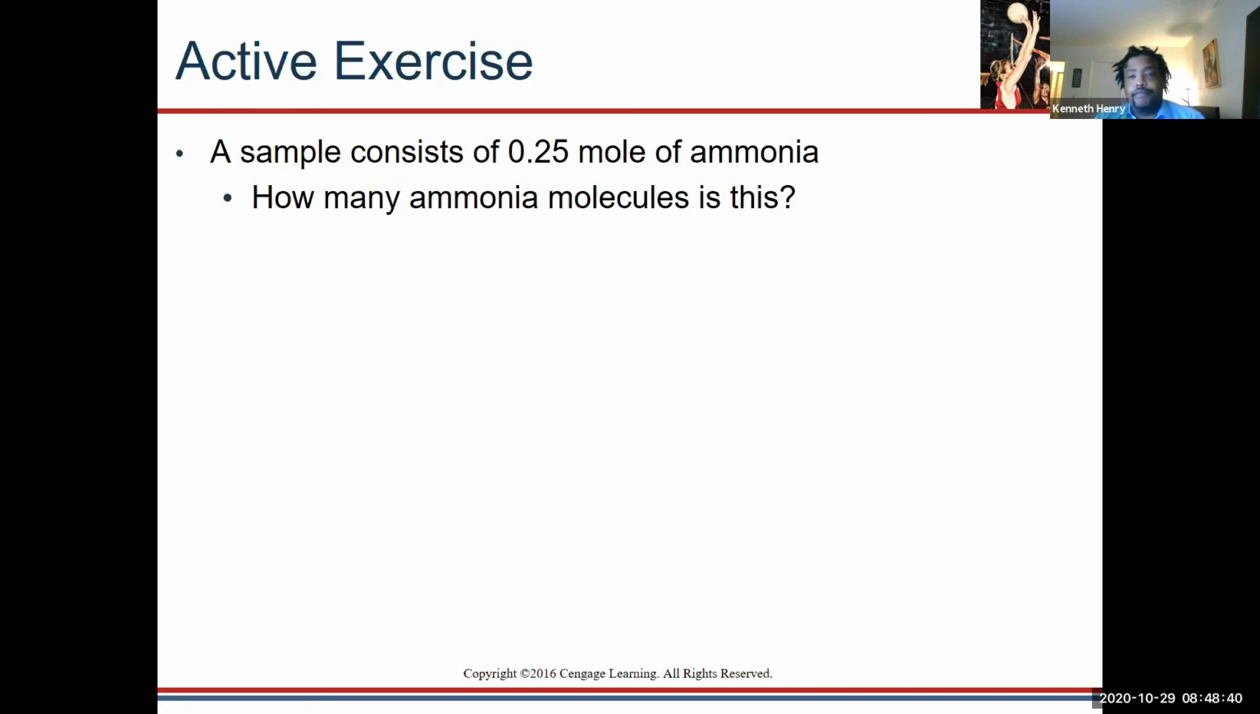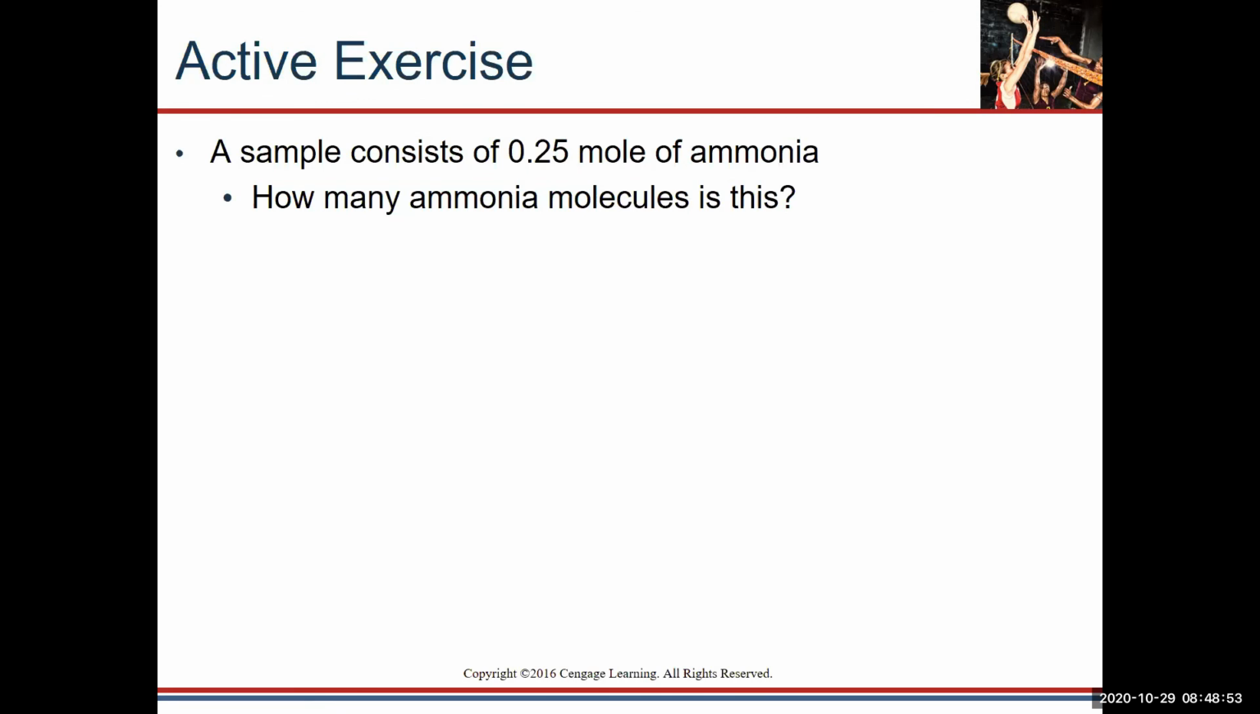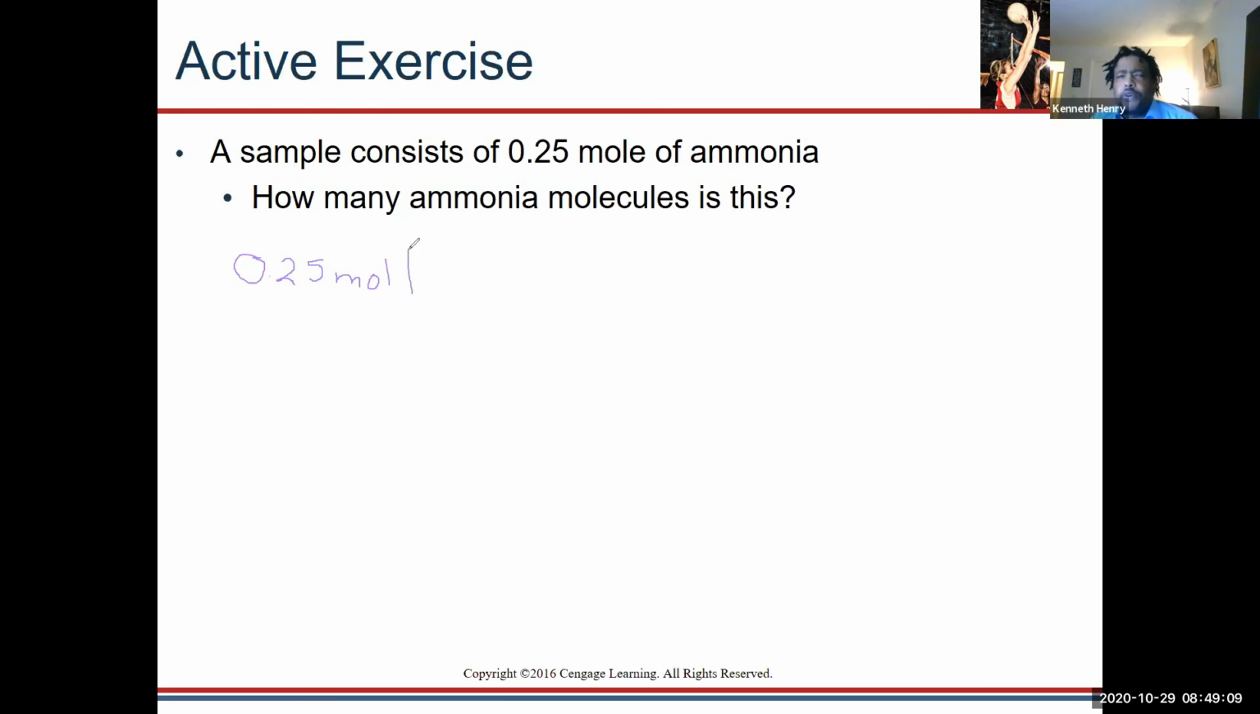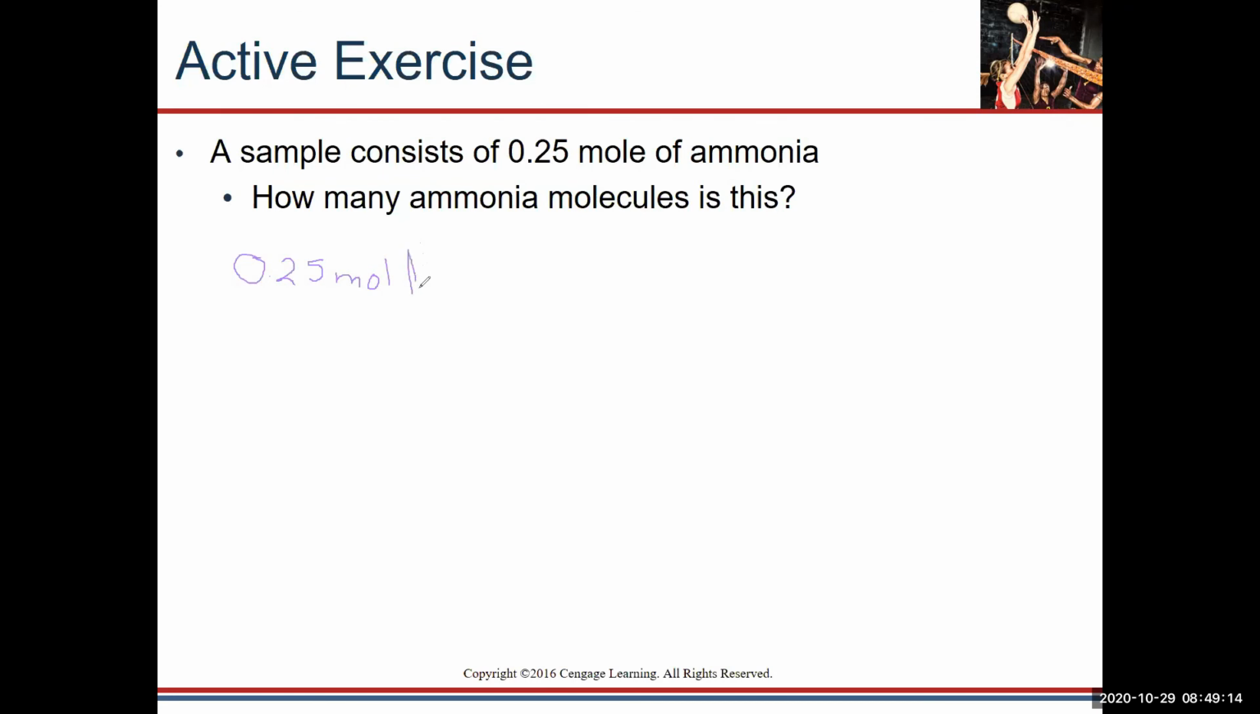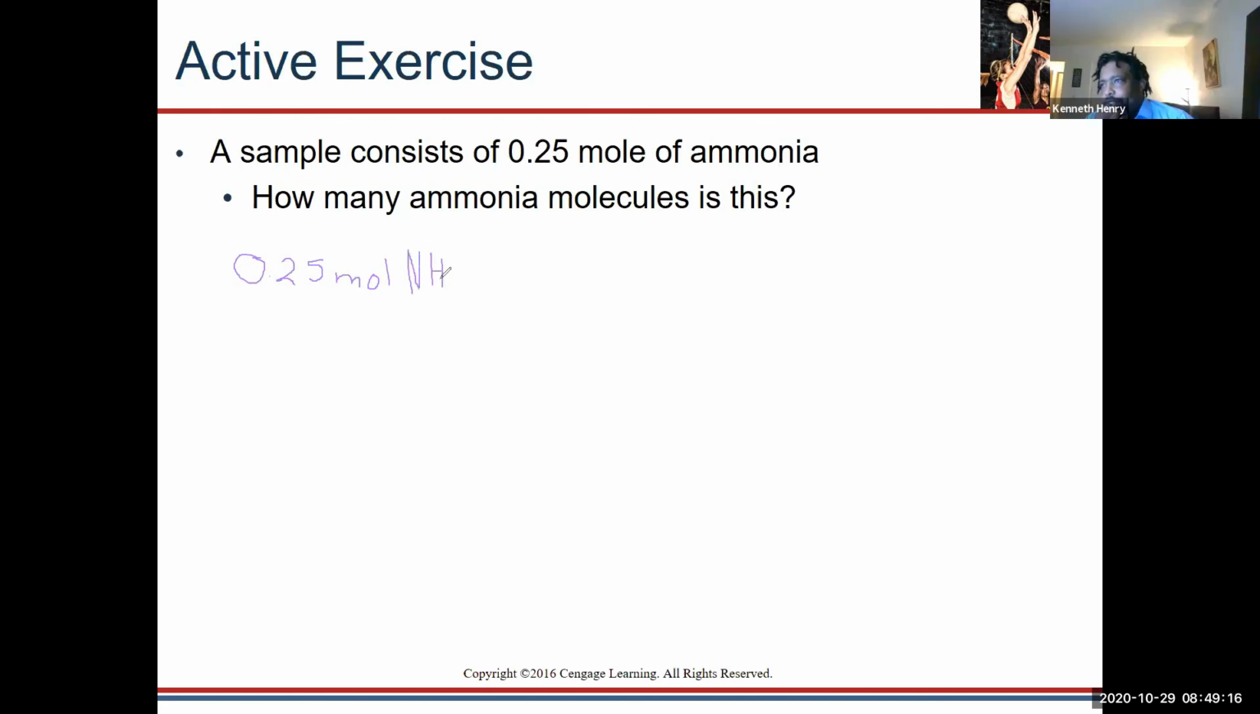So where am I going to start? Jacqueline L. Yeah. Where are we going to start? So we're going to do 0.25 moles and set it up so 1 mole equals 6.022 times 10 to the 23rd molecules. So what is the chemical formula for ammonia? That's NH3, I think. Okay, good job.